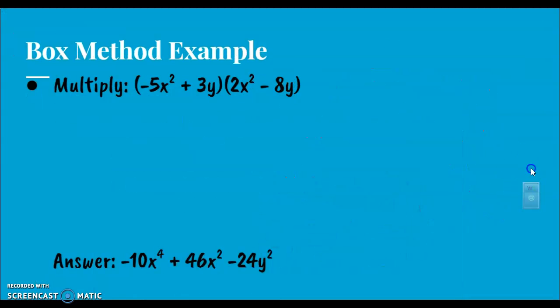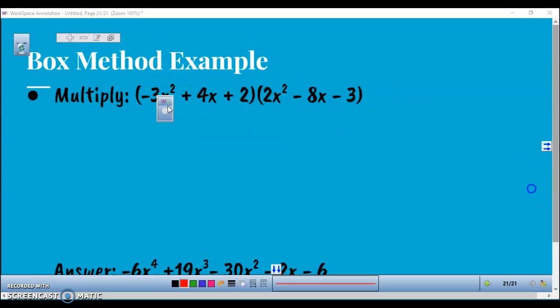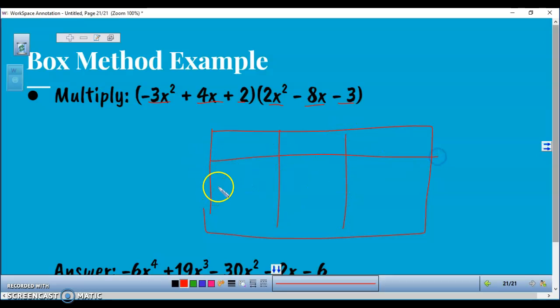using the box method. One more box method. If you notice here, I have a trinomial times a trinomial. So my box dimensions will be 3 by 3. 3 columns and 3 rows. So it can get pretty complicated. Line this up along the top, 3x squared plus 4x plus 2. This goes along the side, 2x squared. I'm going to make sure I keep that negative with the 8. Negative 8x, and make sure I keep this negative with the 3.